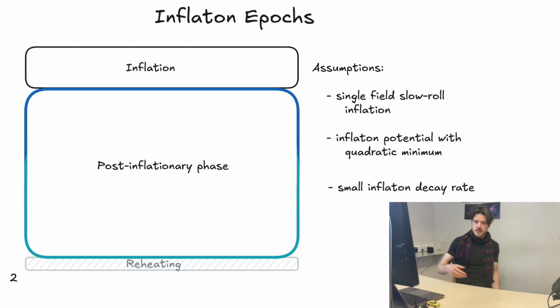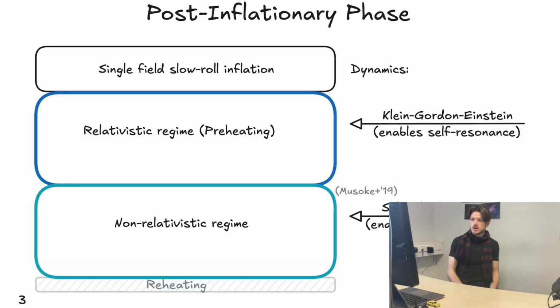Okay, so let's dive deeper into the post-inflationary phase, which is at the end of inflation. We assume single-field slow-roll inflation ends, and then there's a relativistic regime. The inflaton behaves relativistically, and as most of you know, this is also called preheating and can be described by the Klein-Gordon-Einstein equations, which are also sometimes named Klein-Gordon-Friedmann equations. This whole phase enables self-resonance. Basically, it even enables resonance itself, but since we are talking about single-field slow-roll inflation, this is only self-resonance.